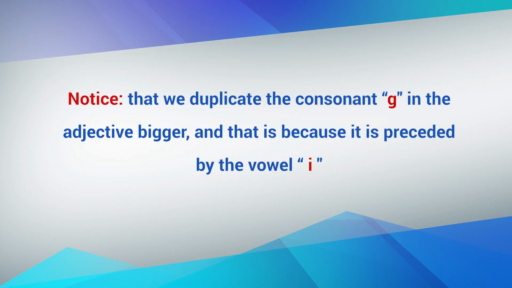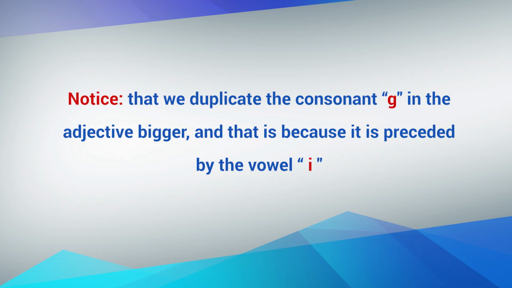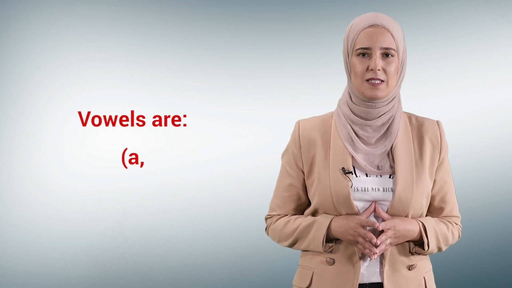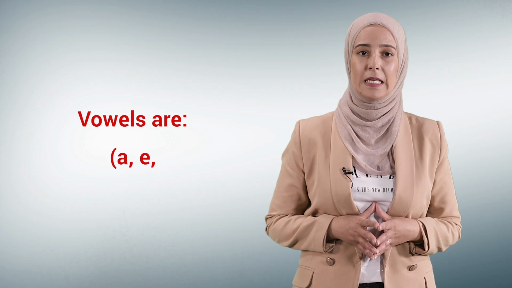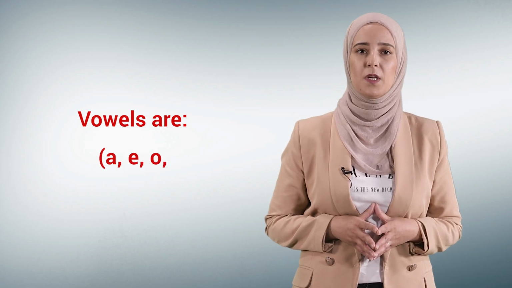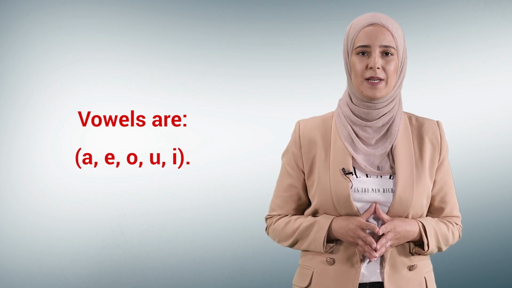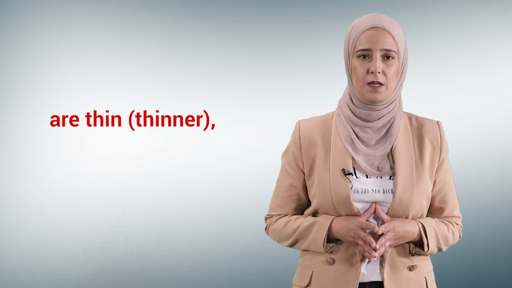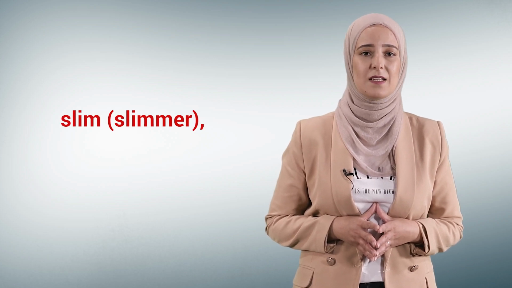Dear students, please note that we duplicate the consonant G in the adjective bigger, and that is because it is preceded by the vowel I, or by one of the other vowels such as A, E, O, and U. Other examples of such an adjective are thin, thinner, slim, slimmer, and sad, sadder.